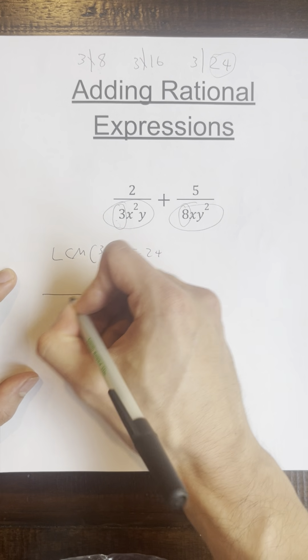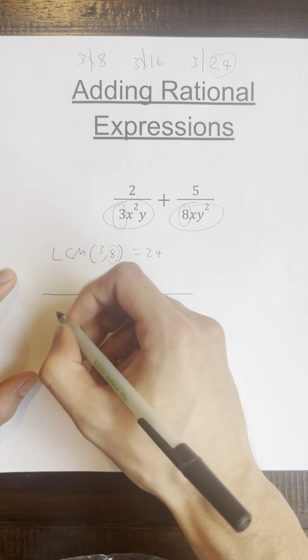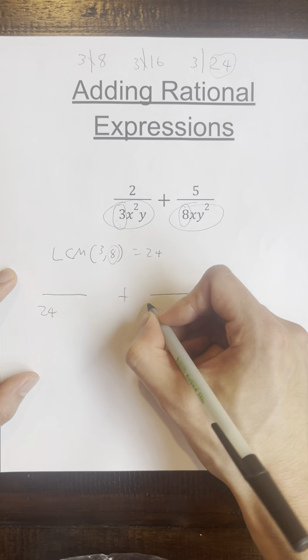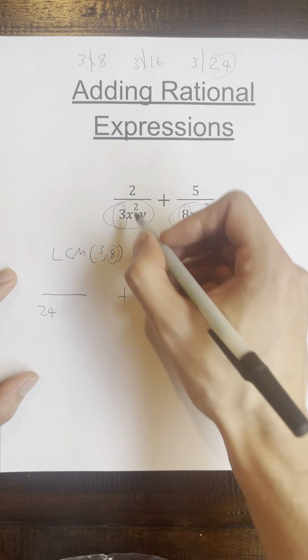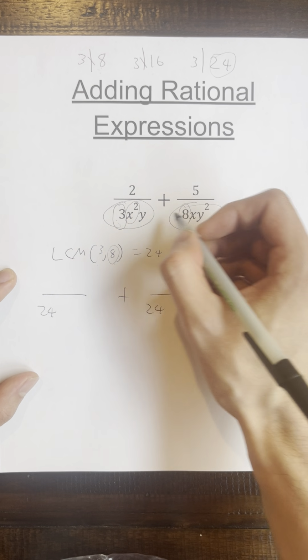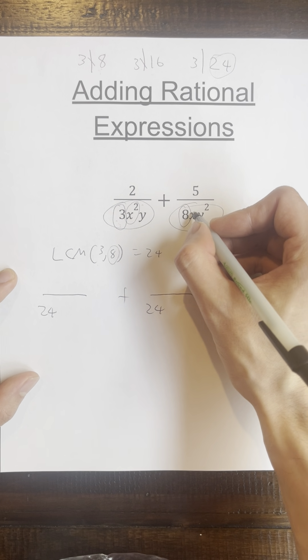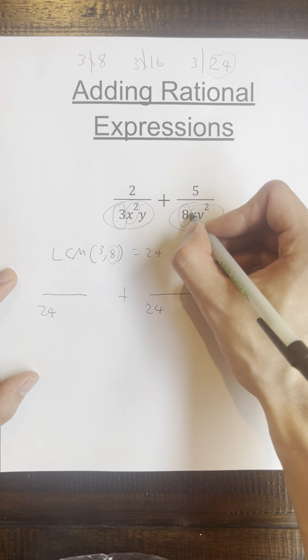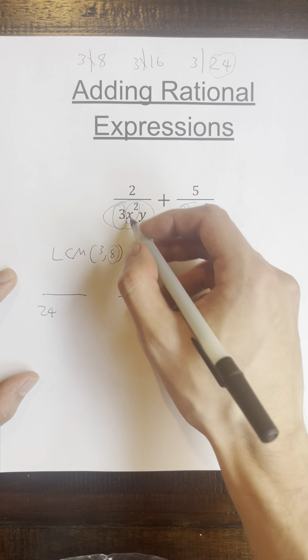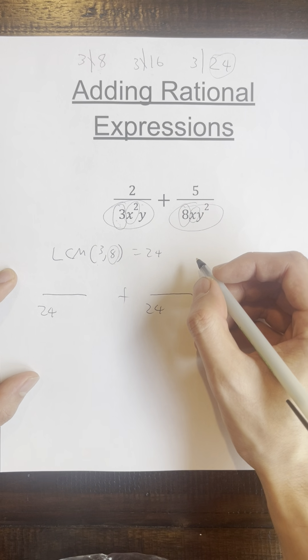So I'm going to copy this fraction and this fraction, but I'm going to change it to 24 and 24. Next, we need to take the highest power of x. So this is x squared. If you don't see an exponent, it's just x to the power of 1. So which one is higher?